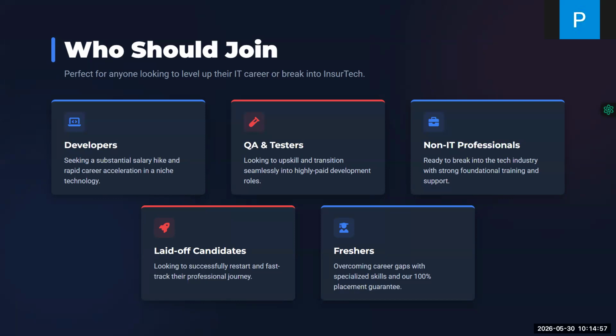So also coming back to the testers and the QA team who are looking to move from the testing side to a developer role.